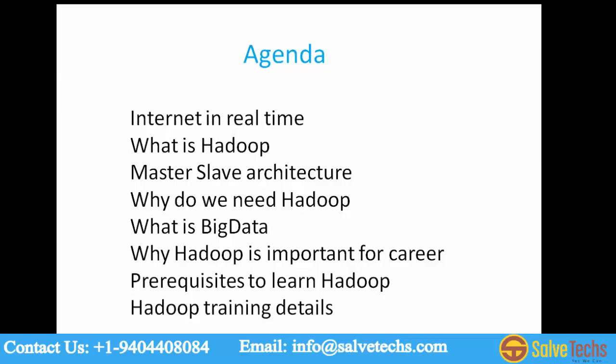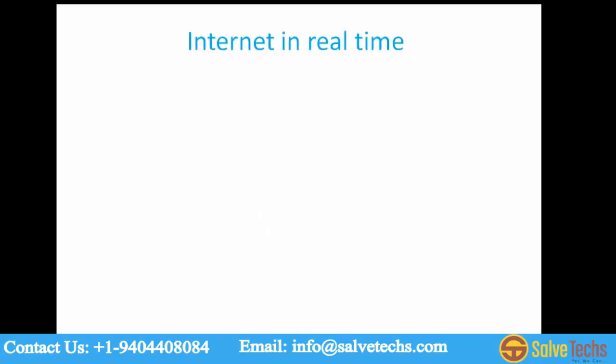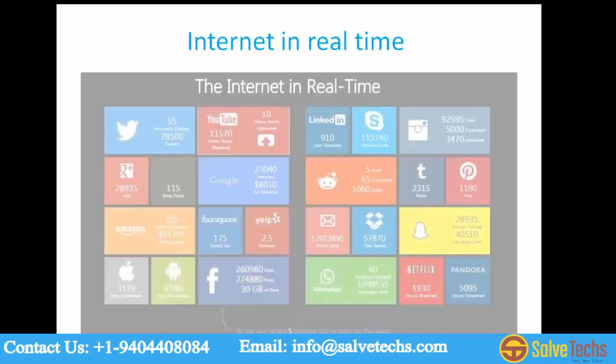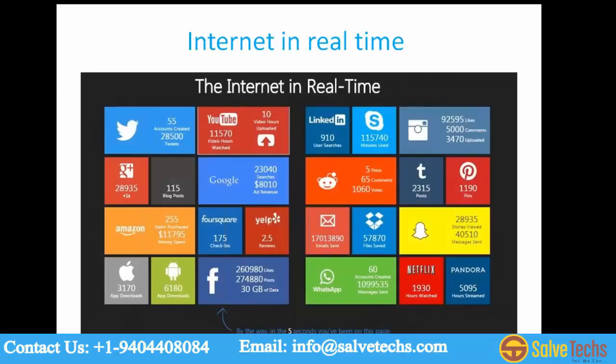So let's start with the first one, that is internet in real time. Nowadays every single device is connected with internet, whether it's your mobile phone, your laptop, your desktop, or your tablet. And these devices are generating a large amount of data over the internet. This picture is giving you the idea of how much data is being generated.